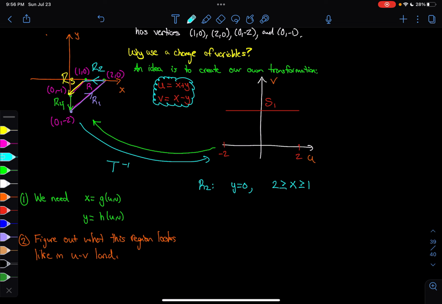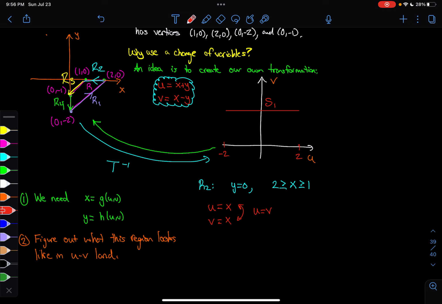And so what does this do to our transformation? Well, u is equal to x then, and v is equal to, well, also x. And so what does this tell us? Well, this is just going to be the line u is equal to v, right? This is going to be the line u equals v for how long?